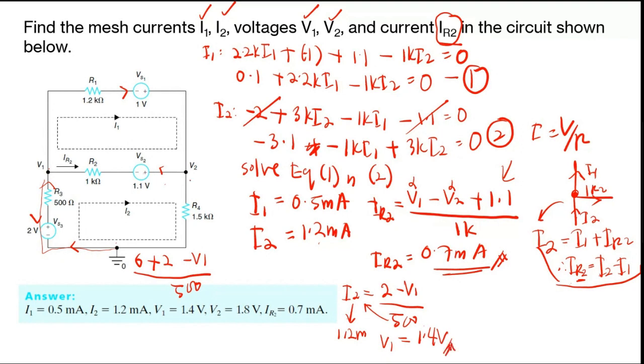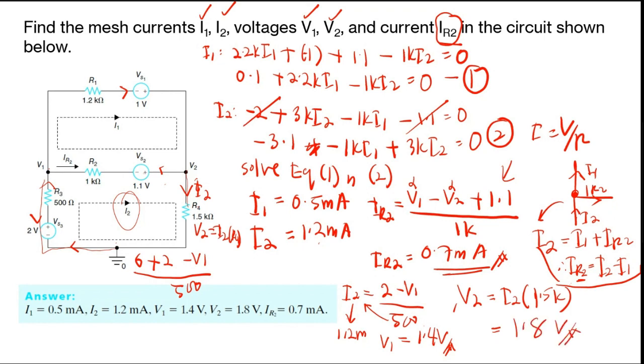All right, and for this I2, the current direction here is this one, is also I2 current. So this is I2. Okay, so you know that V2 is actually equal to I2 times R4. So V2 is equal to I2 times 1.5K. So when you calculate, you can get your V2 is equal to 1.8 volts. All right. So you already find all the values here.